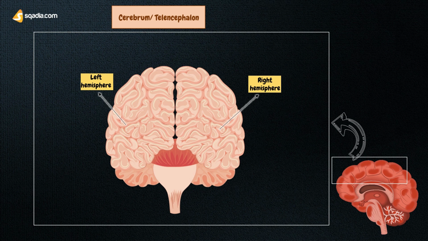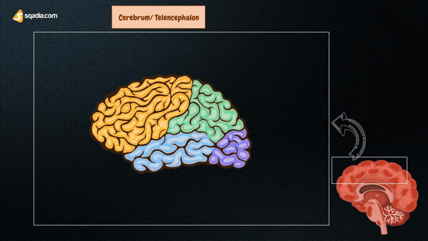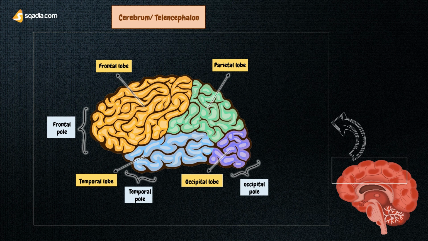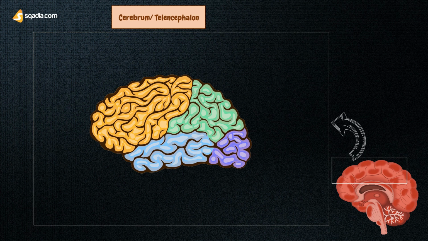Macroscopically, these hemispheres are divided into 4 lobes: frontal lobe, parietal lobe, occipital lobe, and temporal lobe. Also, this cerebrum has 3 pointed ends or poles, namely frontal pole, temporal pole, and occipital pole. The surface contours of these hemispheres are defined by convolutions and depressions. Those convolutions are called gyrus, plural gyri, and depressions are called sulcus, plural sulci.